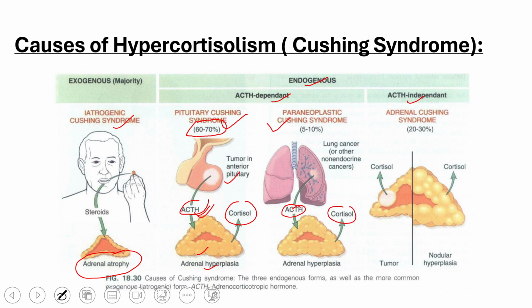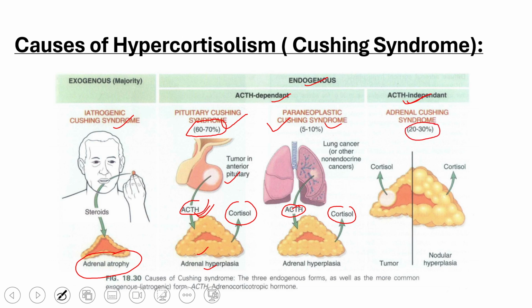And examples could be small cell carcinoma of the lungs, pancreatic neuroendocrine tumors, and many other things. And in paraneoplastic Cushing syndrome, there can be any non-pituitary or non-hypothalamic tumors that result in excessive secretion of corticotropin releasing hormone, and that also results in ACTH secretion.